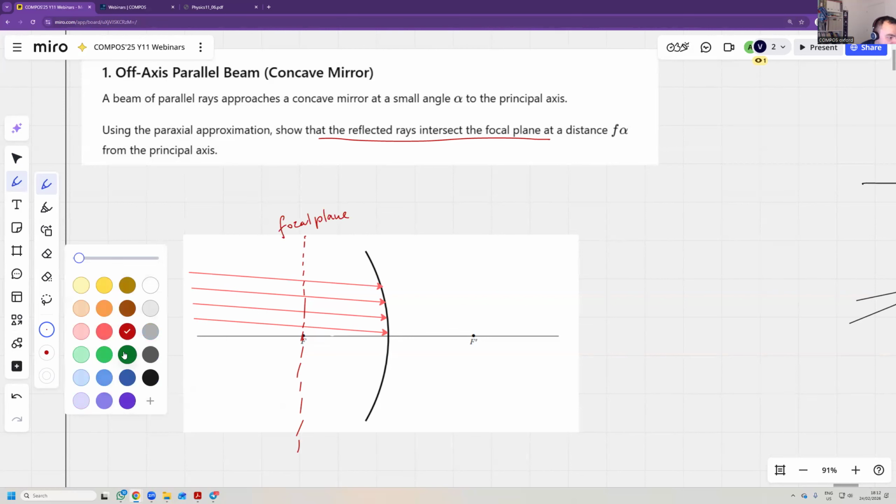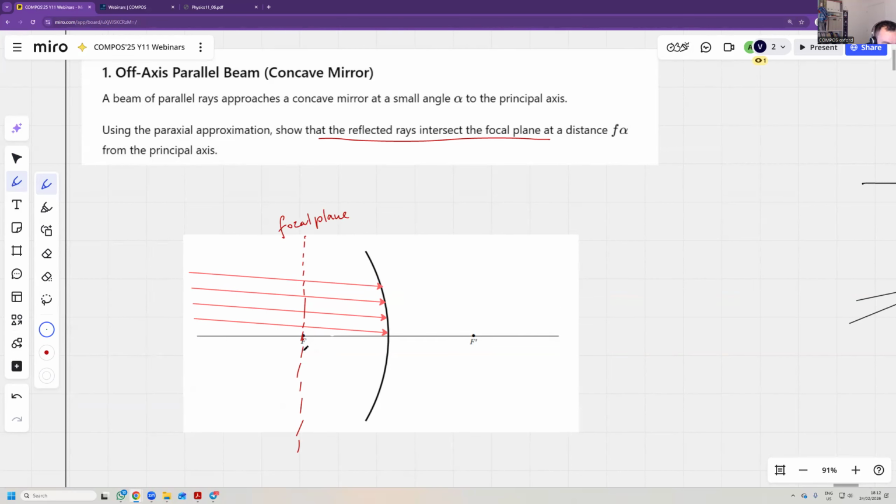And the rays should converge here. I don't know why I'm drawing them in green; I always say they should be the same color. They will meet at this point. So the rays should all reflect into this single point, and that point should be a distance equal to the focal length multiplied by the angle alpha, where alpha is this angle. So that's what we're trying to prove.